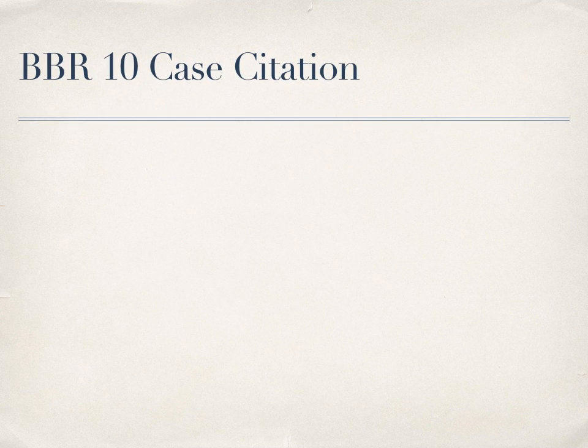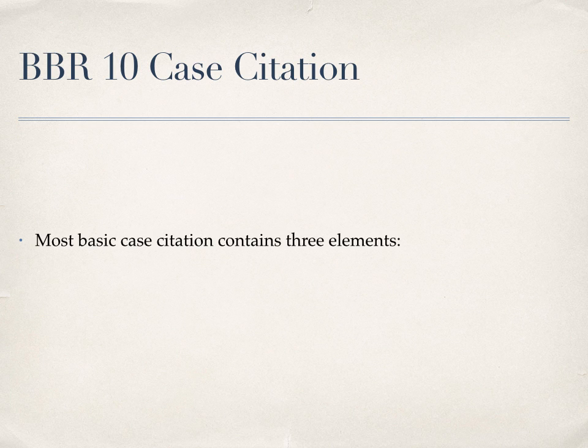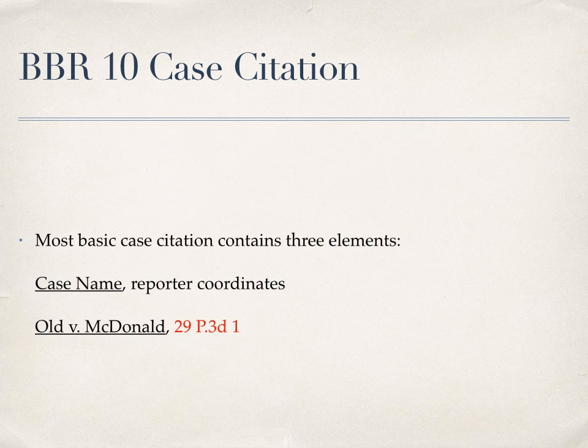Let's look at Bluebook Rule 10. The most basic case citation contains three elements. First is the case name, which is either underlined or italicized, and followed by a comma. The second component of your case cite will be the reporter coordinates. These numbers and letters tell your readers where they can find the case to read the opinion in full.